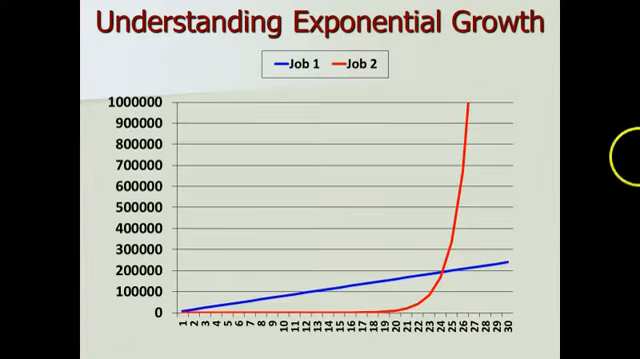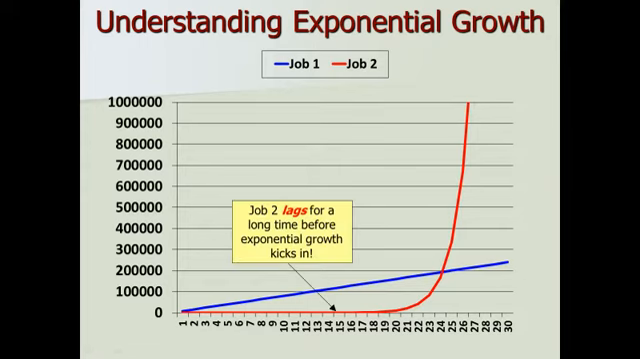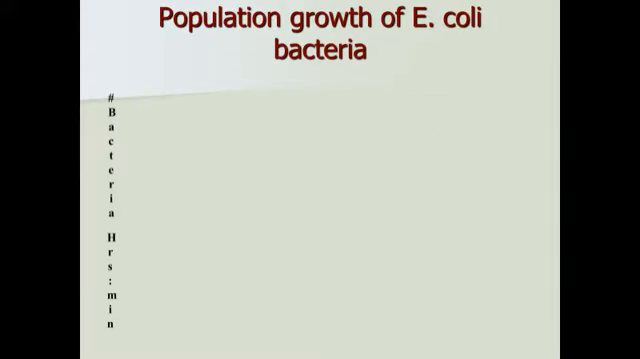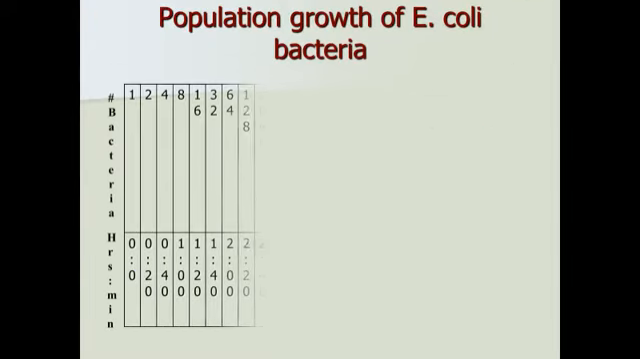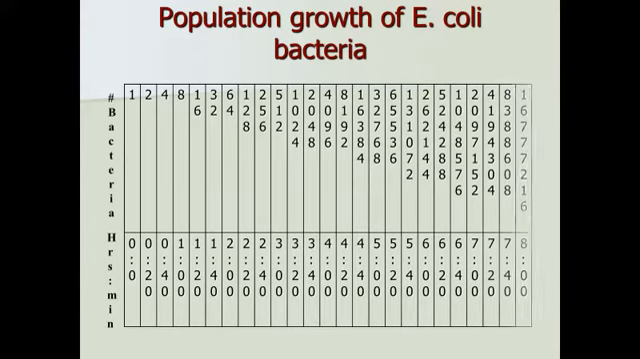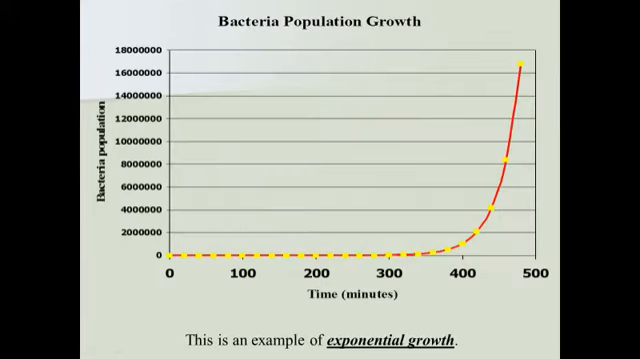This is the way the two jobs would look if you graph them. And so here you see a linear growth rate, which is job number one. It's growing linearly. Here you see job number two, which is growing exponentially. Well, this idea doesn't just have implications for crazy job offers. It also has implications for living things, such as bacteria. Bacteria, as you know, reproduce by dividing in two. So we have 1 bacterium, 2, 4, 8, 16, and so on. So when we graph the population of these bacteria, well, guess what? There is a nice exponential growth curve.